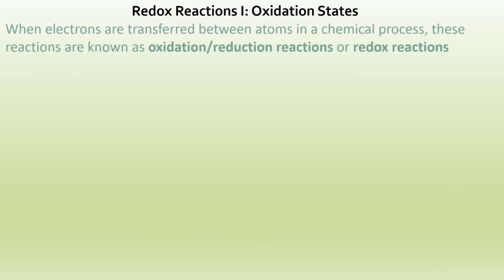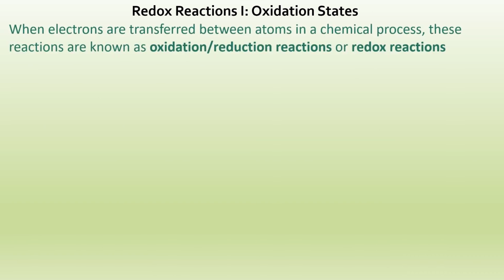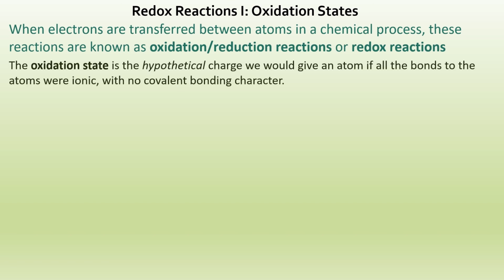When electrons are transferred between atoms in a chemical process, the reaction is identified as an oxidation-reduction reaction, or redox reaction. To identify these reactions, we need to be able to quantify the oxidation state, or oxidation number. The oxidation state is the hypothetical charge we would give an atom in a molecule if all the bonding were ionic, with no covalent bonding character.